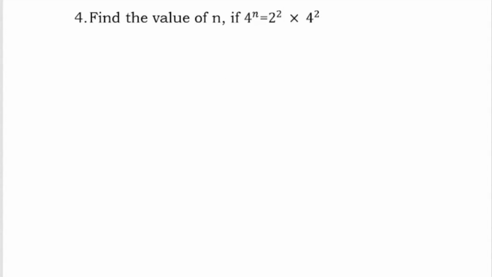Find the value of n if 4 to the power n is equal to 2 to the power 2 times 4 to the power 2. Let's look at how we can handle this one. Okay, we are given 4 raised to the power n.